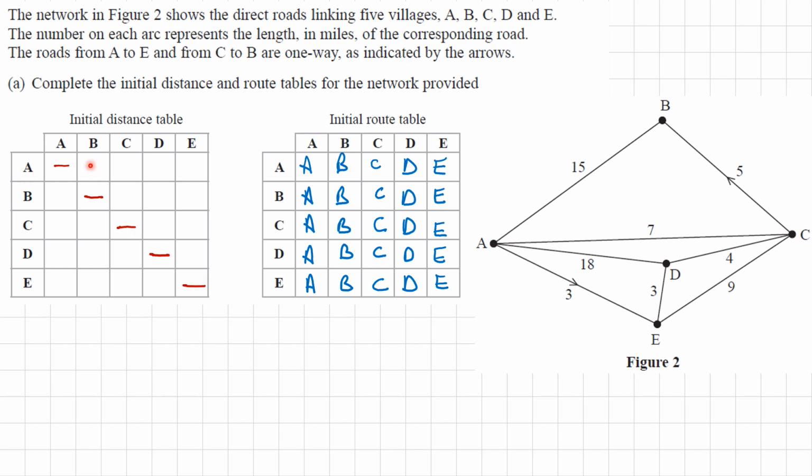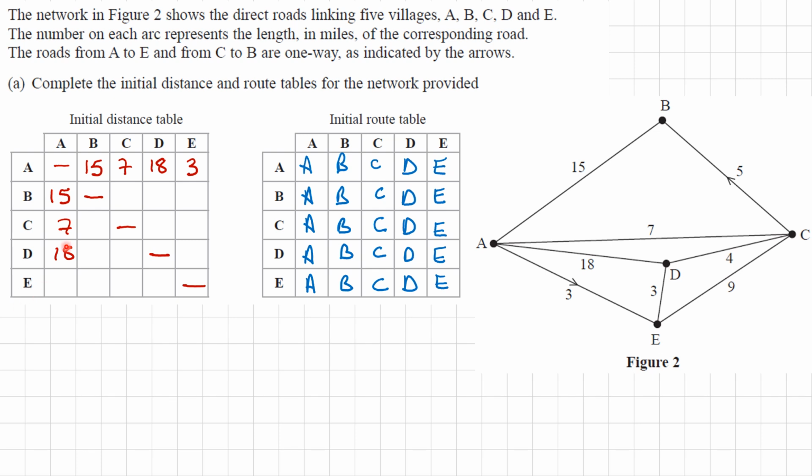So we'll start from A to B. If we go from A to B, that's 15, and it's two-way, so B to A will also be 15. A to C is 7, and because it's two-way, again, C to A will also be 7. A to D is 18, it's two-way, so I'll have 18, A to D and D to A, and A to E is 3.